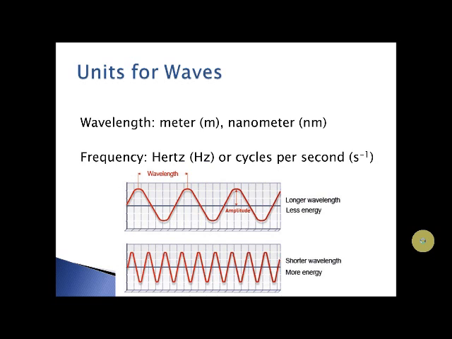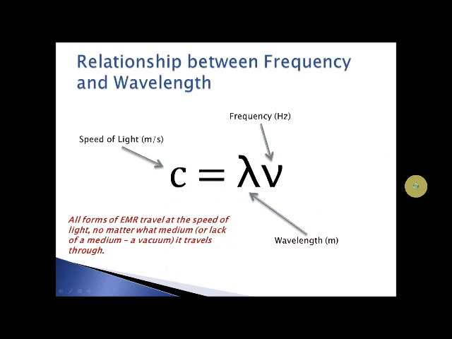Okay? So remember, the longer the wavelength, the shorter the frequency. The shorter the wavelength, the higher the frequency. And then this is also saying energy, which we'll talk about in a little bit. So the relationship between the frequency and the wavelength has this speed of light equation, where C equals the lambda wavelength times the frequency, the V.